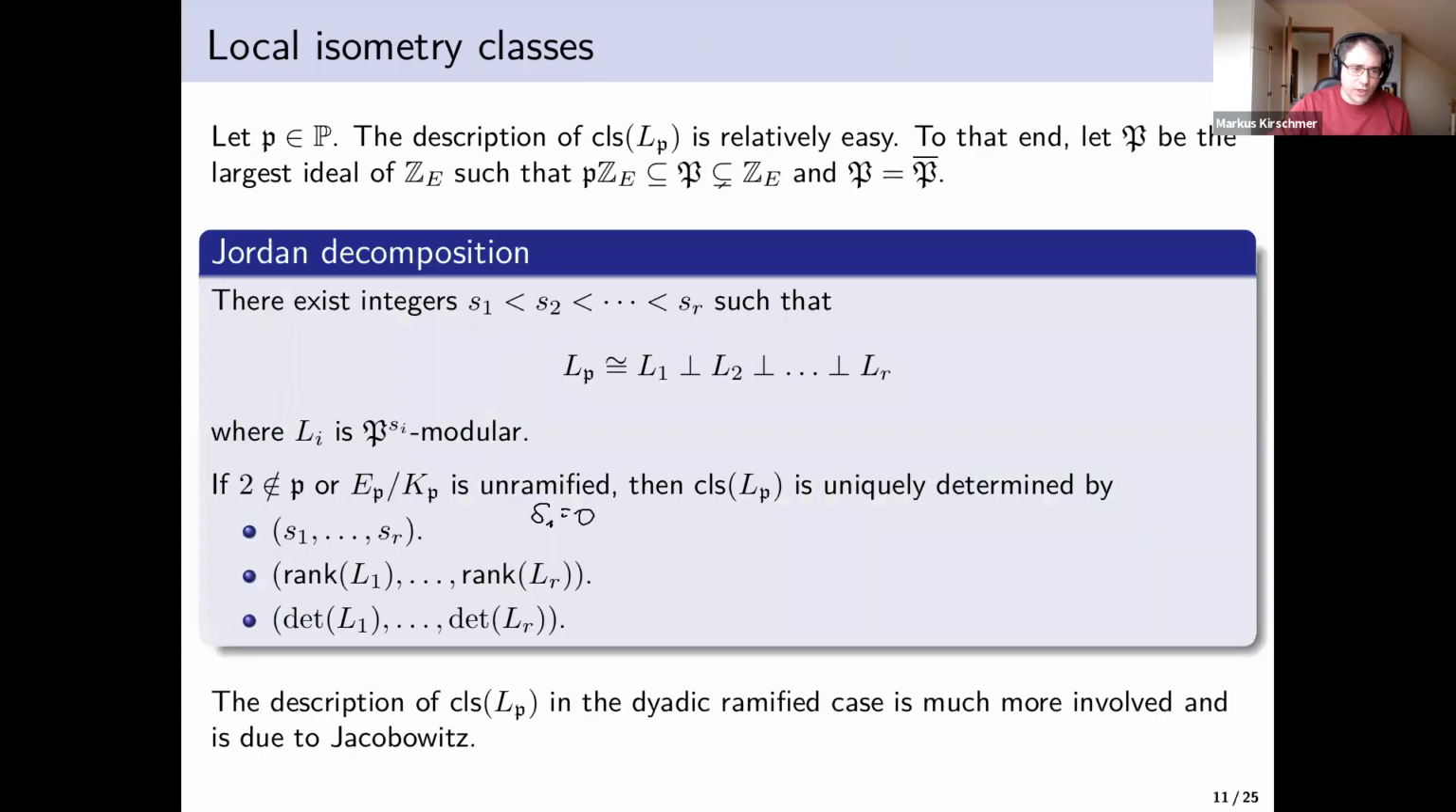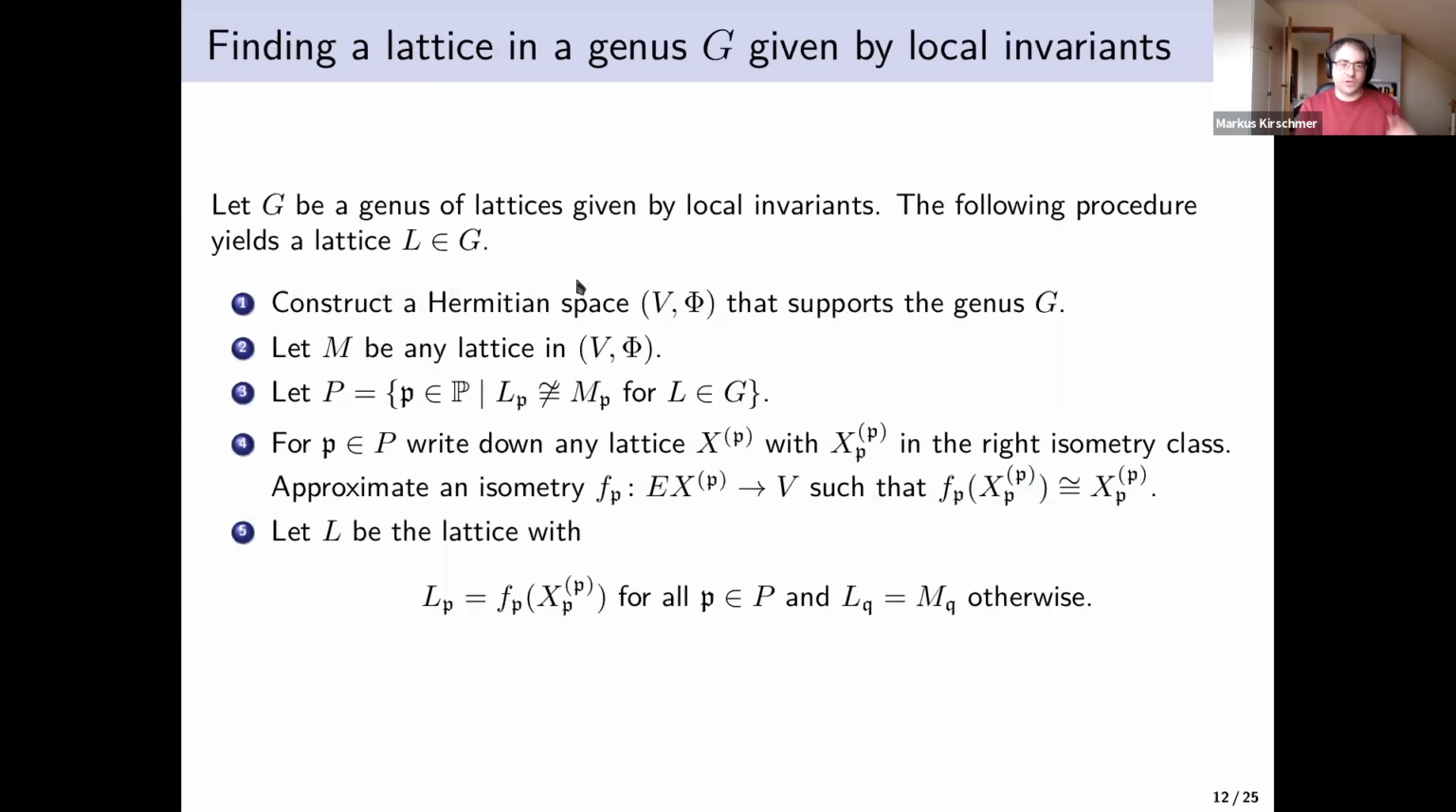Now, first of all, from the local invariants, I do know the determinant of LP, because it's a determinant of all these factors here, and you multiply them together. So I know the determinant of this one here. So the determinant of LP is fine. I know that. And once I know the determinant, then we've seen previously, I can construct a space that has a lattice with the correct invariants. So we start by constructing this Hermitian space that must support such a lattice.